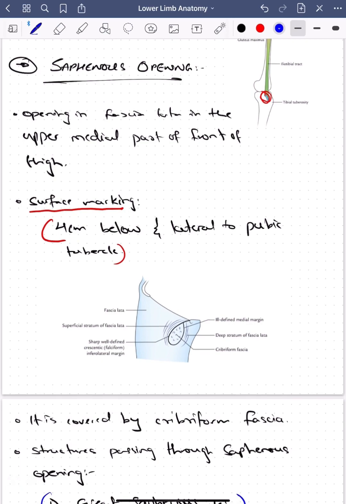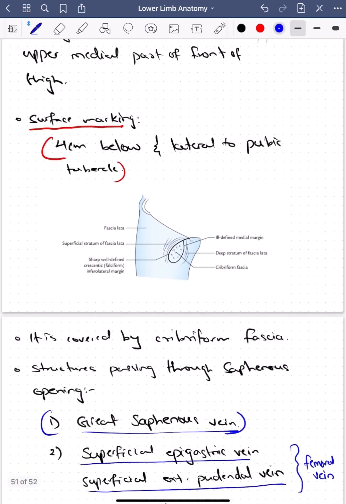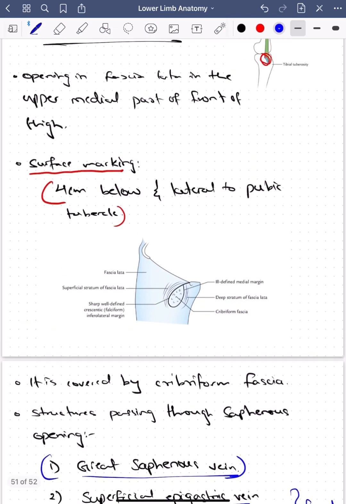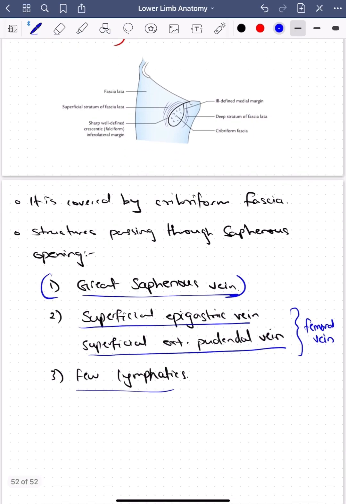You can talk about its surface marking, and the applied anatomy is studied later on, that is the varicose veins and the femoral hernia. We'll discuss that later on. For now, just remember that it is the folding of the fascia lata on itself, the surface marking, and the structures that pass through the saphenous opening. So this ends our brief overview of the lower limb.